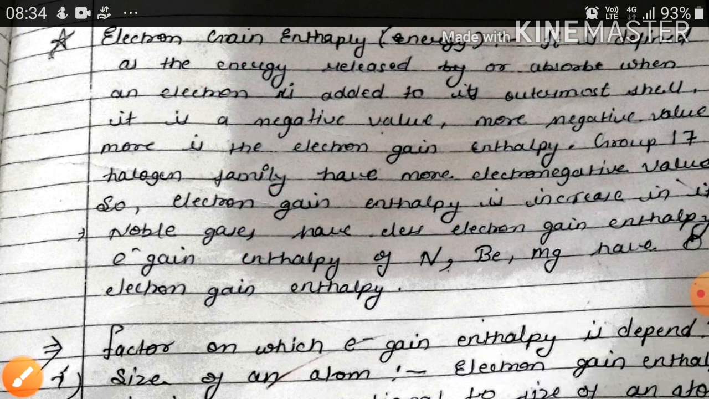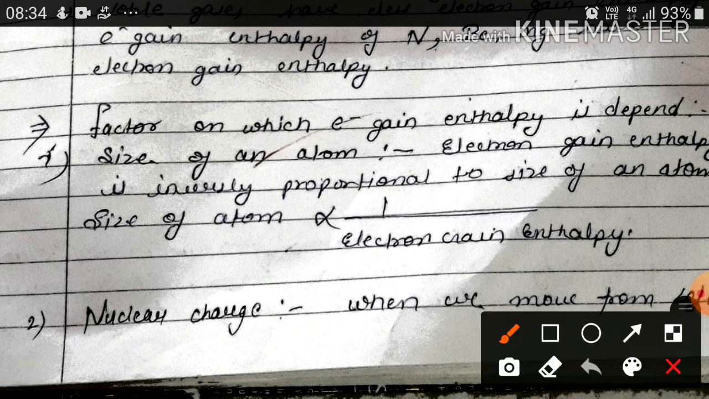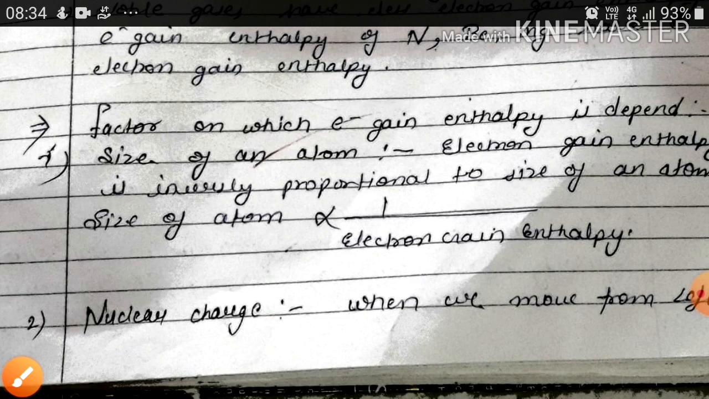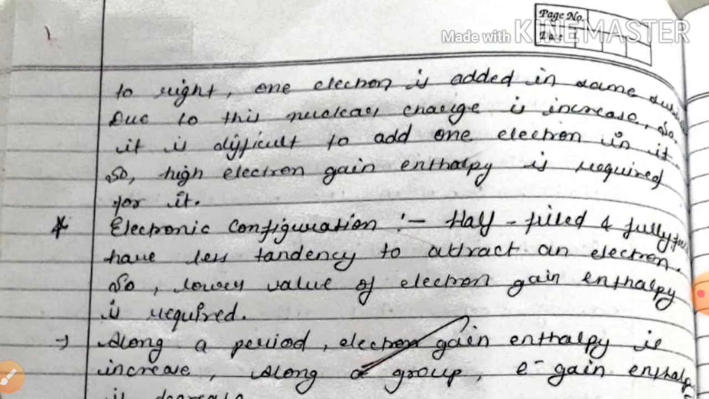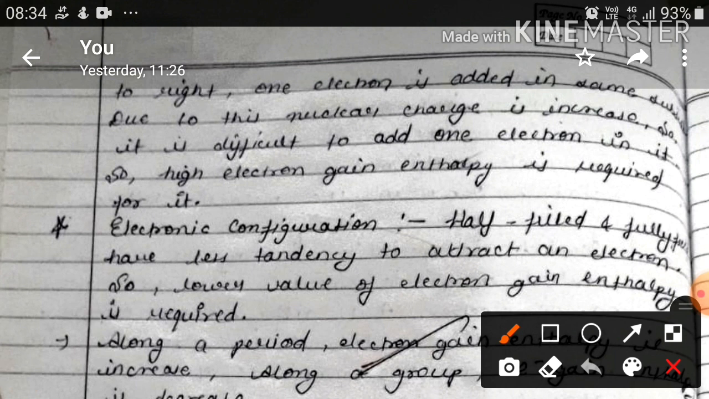Now the next is factors on which electron gain enthalpy depends. Size of an atom: electron gain enthalpy is inversely proportional to size of an atom. If size of an atom increases, then electron gain enthalpy decreases, and vice versa. Now the next is nuclear charge. When we move from left to right, one electron is added in the same subshell. Due to this, nuclear charge increases. So it is difficult to add one electron in it. So high electron gain enthalpy is required for it.